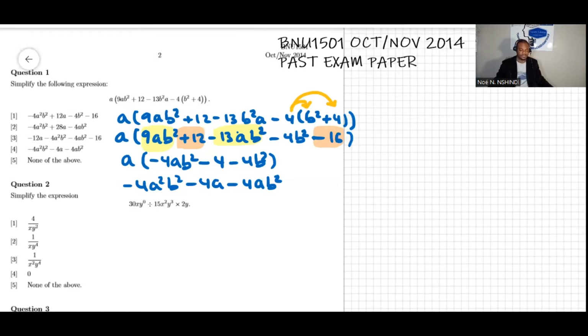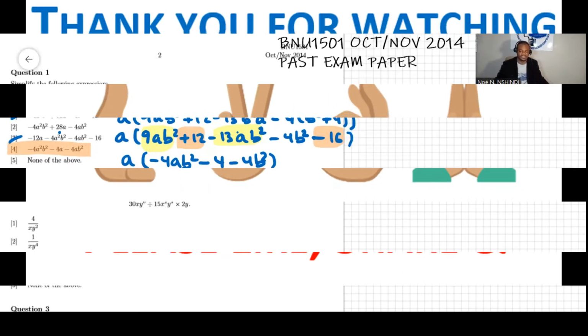Now let's see which alternative it is. If I look at the first answer, here we have negative 4a squared b squared, and then 12a, but that's negative 4a, so it cannot be the first one. It cannot be the third one because it's negative. Here is 28, so it cannot be that. Let's look at the last one, the fourth one. Yes, it is the fourth one because it's negative 4a squared b squared minus 4a minus 4ab squared. That's how it is.